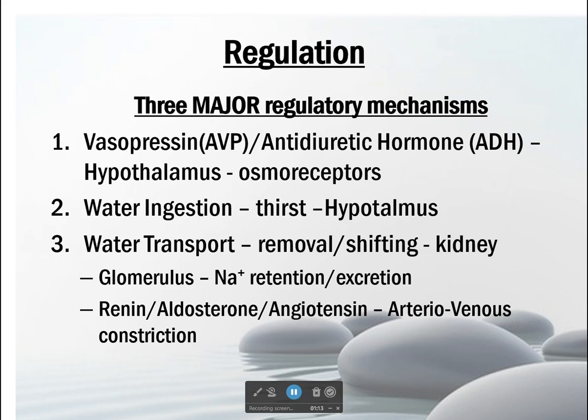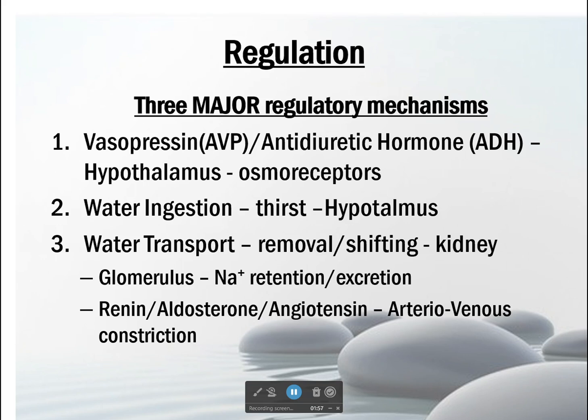Vasopressin and antidiuretic hormone is secreted by the hypothalamus. The hypothalamus has osmoreceptors. This is a new term. It's basically a combination of some terms we've mentioned already. We've talked about receptors. Receptors are basically sensors in the body that respond to either a change in state or a chemical in the body, an endogenous chemical or an exogenous chemical, something we've given or something we have within ourselves.